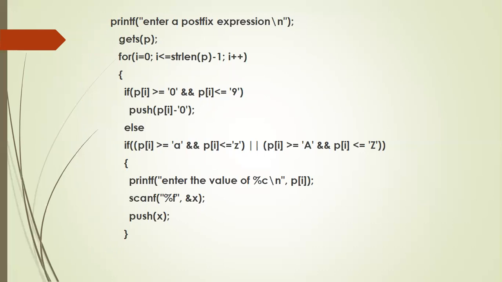How many symbols are there? 3. So in that case, the length of P becomes 3. 3 minus 1, how much does it become? 2. So the values of i I take are: first time it is 0, next time it becomes 1, and finally it becomes 2.